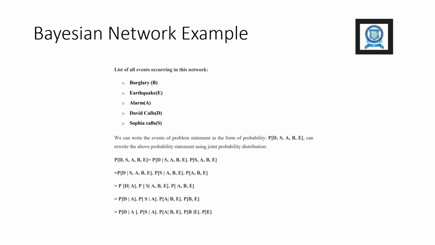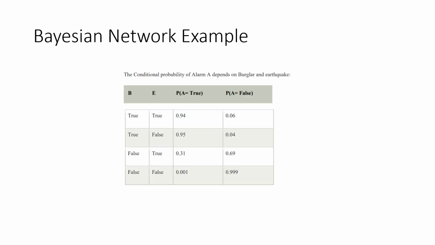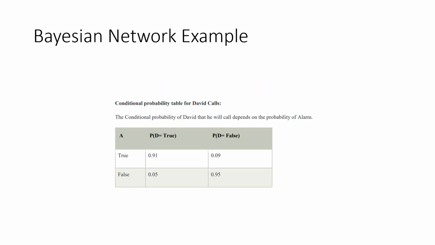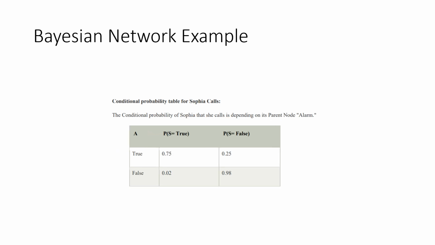Here is the list of events occurring in this network, and the probabilities of the events are shown. The conditional probability of alarm A, which depends on burglary and earthquake, is shown in this table. This table shows the conditional probability for David calls, that he will call depending on the probability of the alarm. And this table shows Sophia calls. Her call depends on its parent node, the alarm.